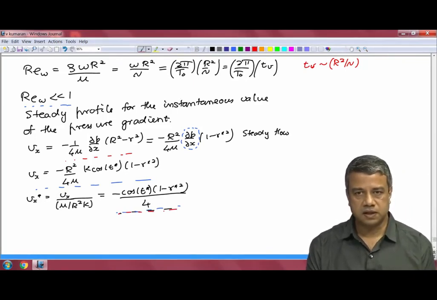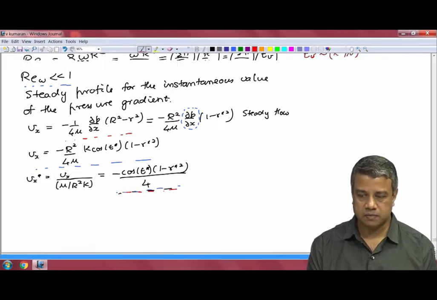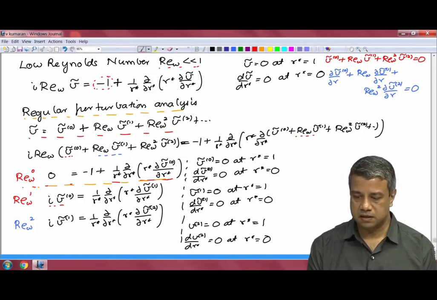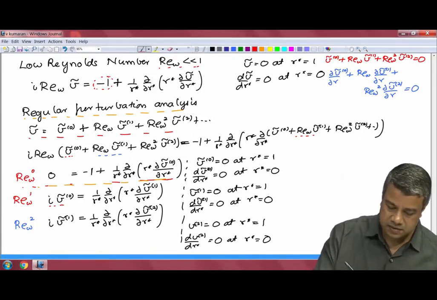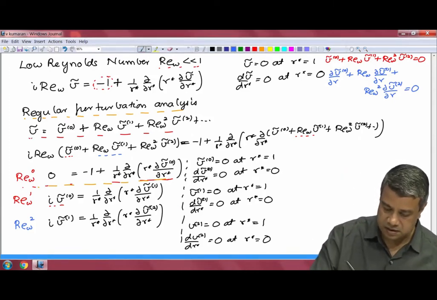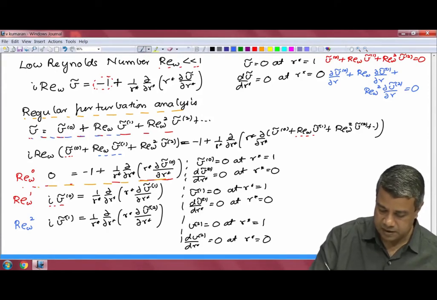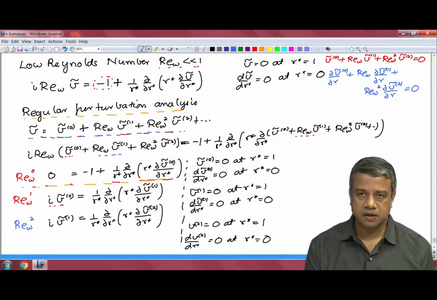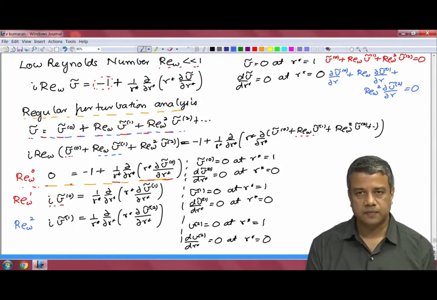This solution is strictly applicable only when the Reynolds number is identically 0. If the Reynolds number is small but non-zero, we can use what is called a regular perturbation analysis, where the velocity is expanded in a series in this small parameter, substituted into the equation, and a sequence of equations is obtained for each power of Re omega.